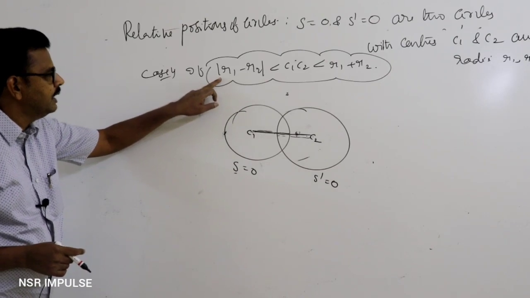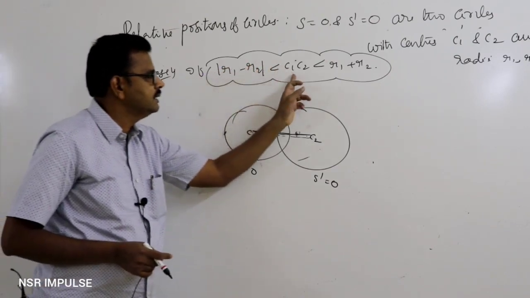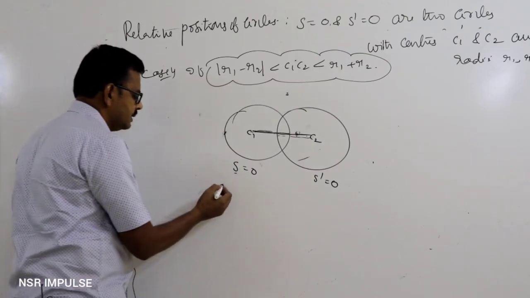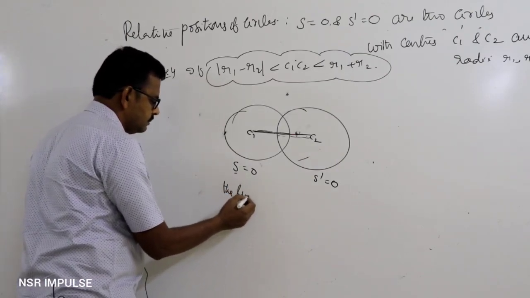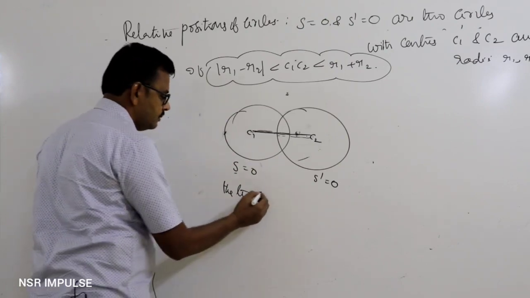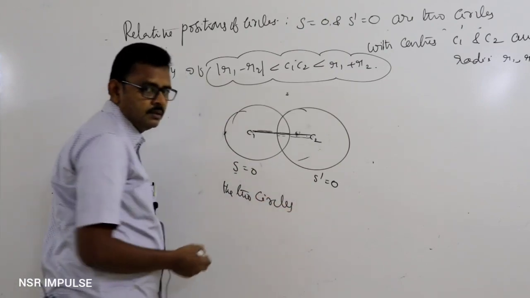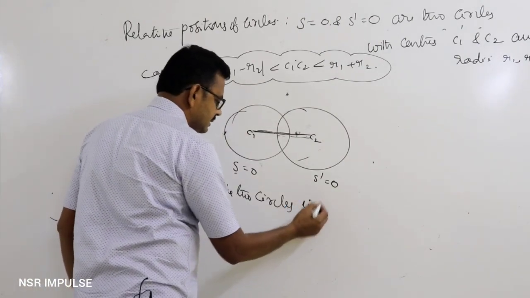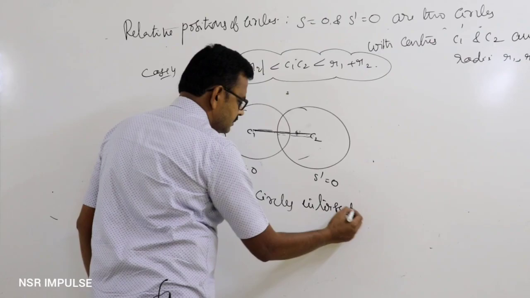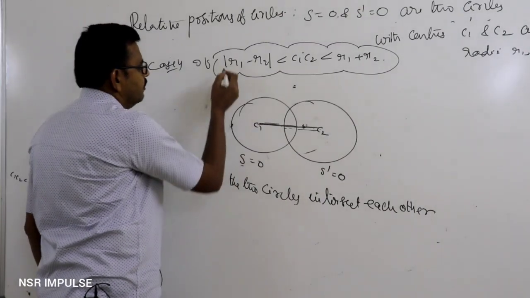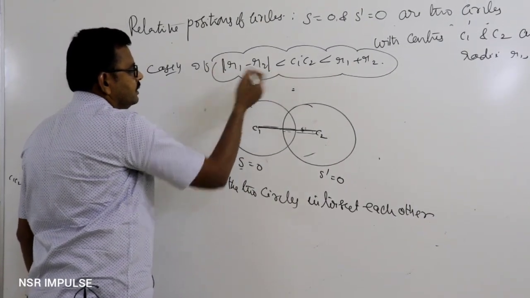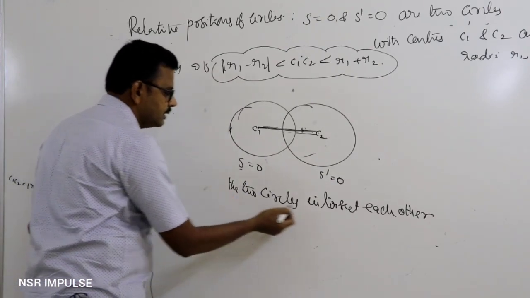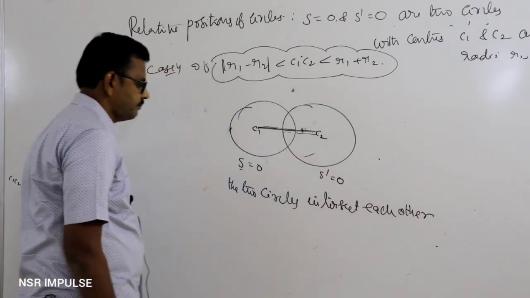So if mod of R1 minus R2 is less than C1C2, which is less than R1 plus R2, in this case the two circles intersect each other. Mod of R1 minus R2 less than C1C2 less than R1 plus R2, so the two circles intersect each other.